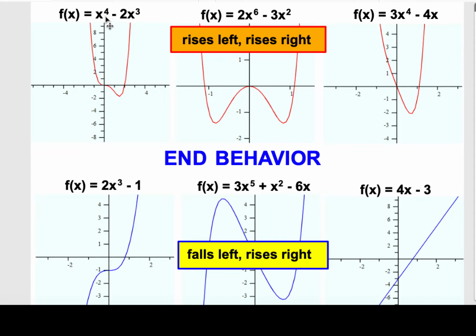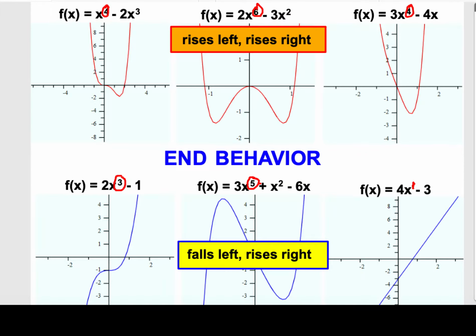If the leading exponent, the highest exponent, what we call the degree of a function, if the degree is even, so this fourth power, or right up here in the middle we had a sixth power, on the left we had a fourth power, if that highest exponent is even, both ends will travel the same way. If, on the other hand, notice down at the bottom, we have an odd exponent, so third power, fifth power, and over here would be x to the first power, notice both ends will go opposite ways.